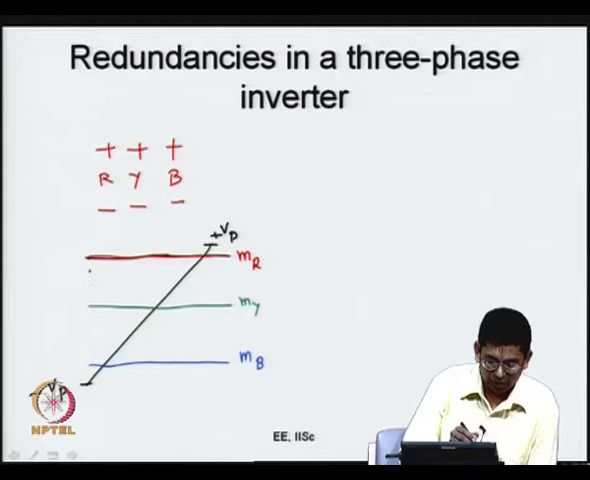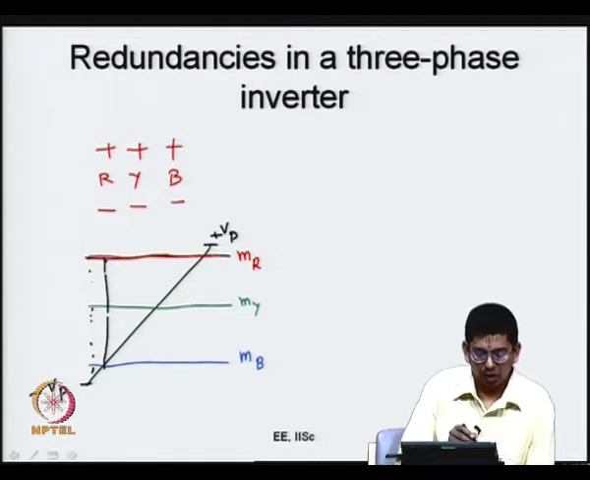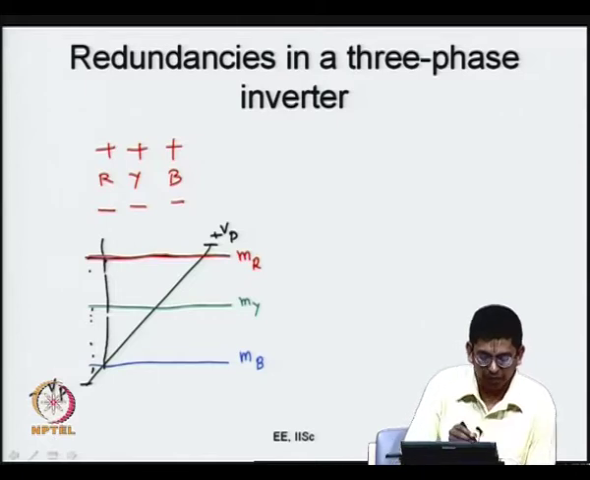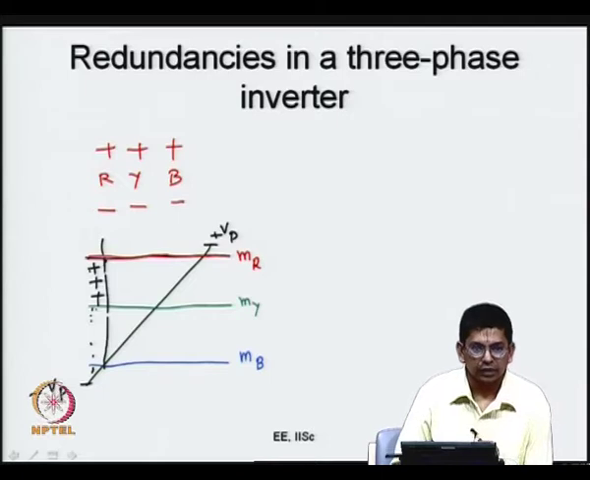First there is an interval here, this to this. During this interval, what happens? All the 3 phase signals are greater than the carrier signal. Therefore, all the top devices are on. You can call that inverter state plus plus plus, and the output is 0. All the 3 line to line voltages are 0.